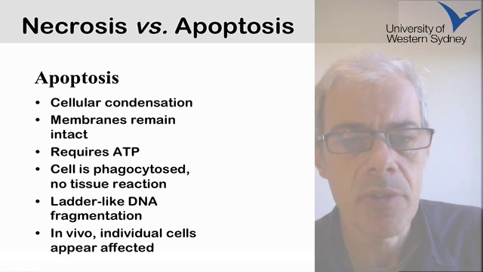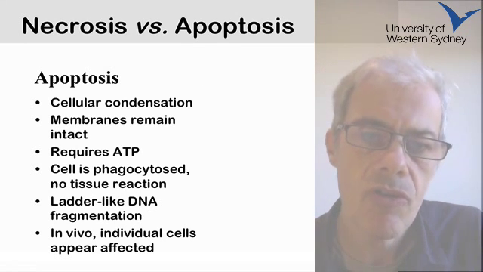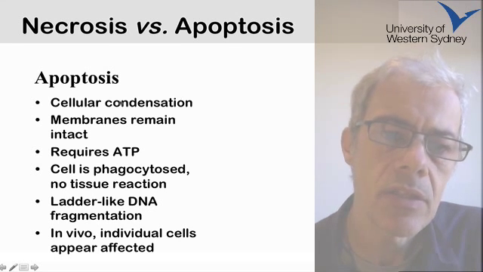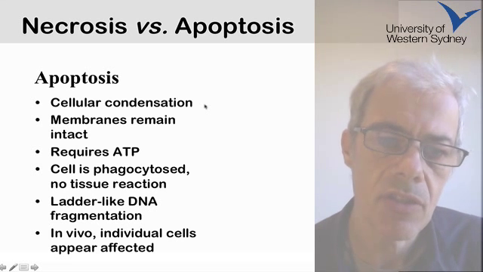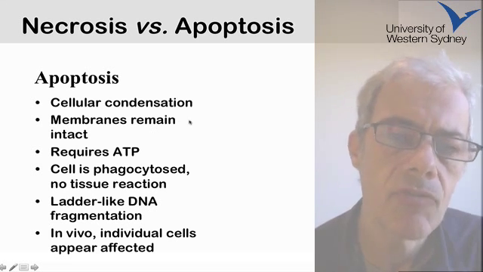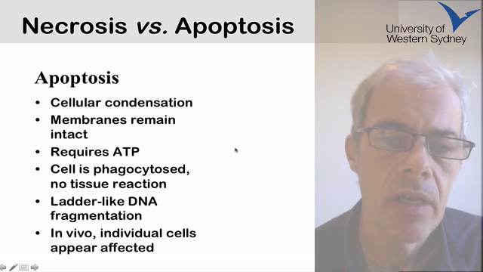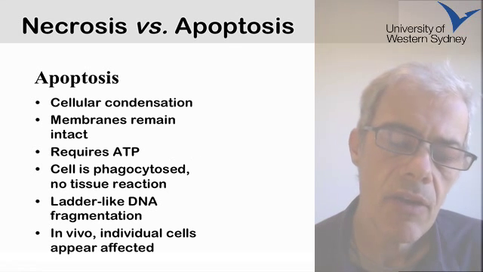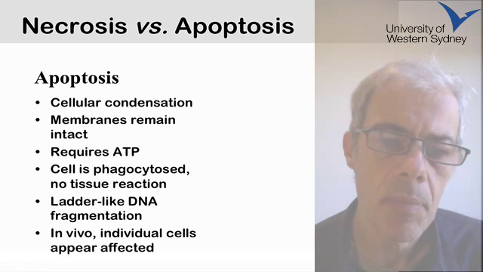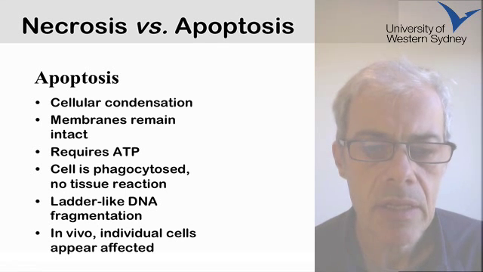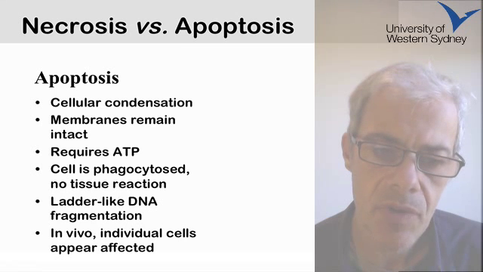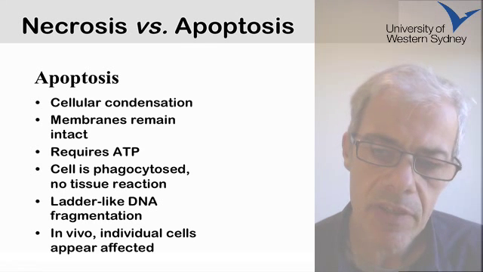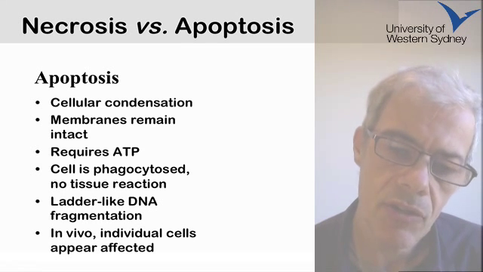So, getting back to apoptosis as a systematically programmed series of events, apoptosis can be characterized by cellular condensation, so the cell starts to shrink. The membranes remain intact during this process. It's an energy-dependent process driven by ATP. The cell that remains can be phagocytosed by the surrounding tissue. The DNA of apoptotic cells is fragmented in a non-random way, and apoptosis can occur in individual cells and not affect the surrounding cells.